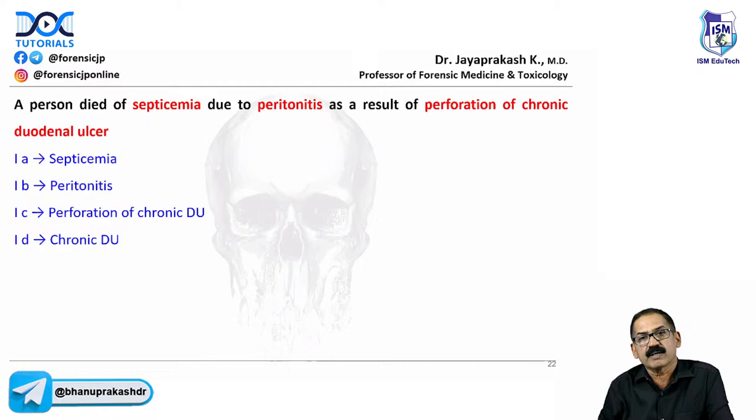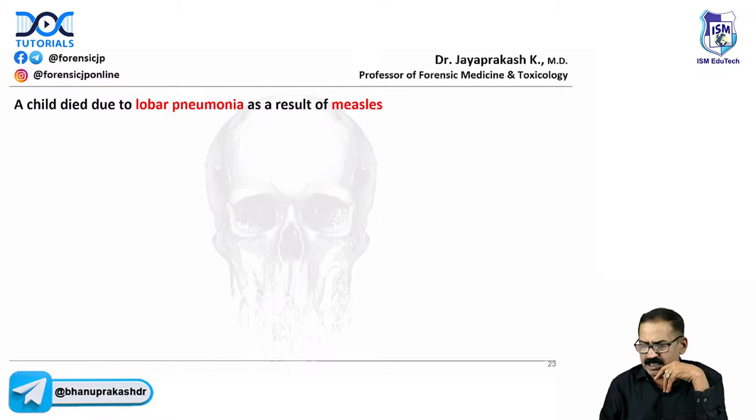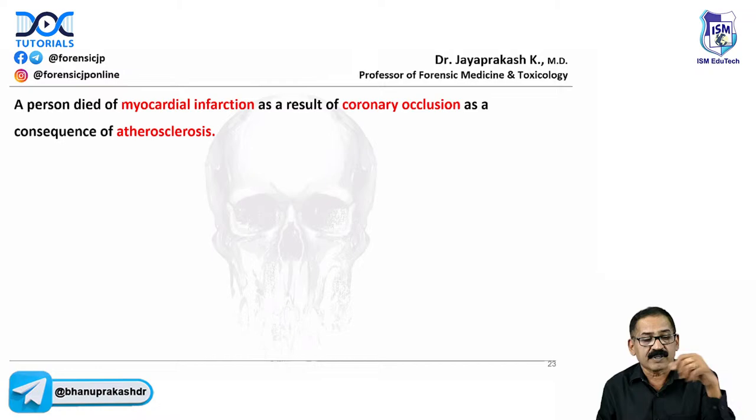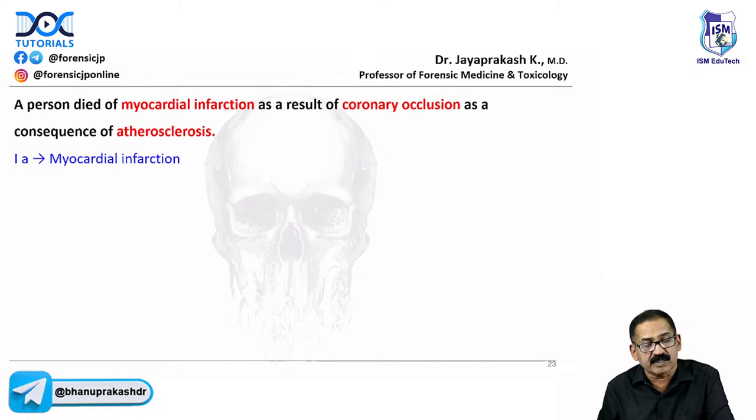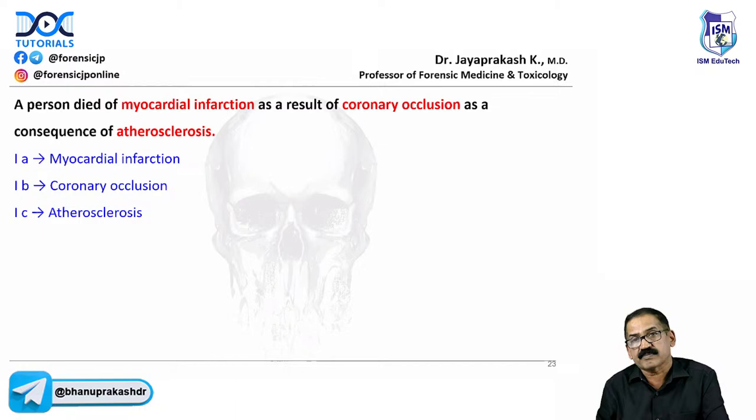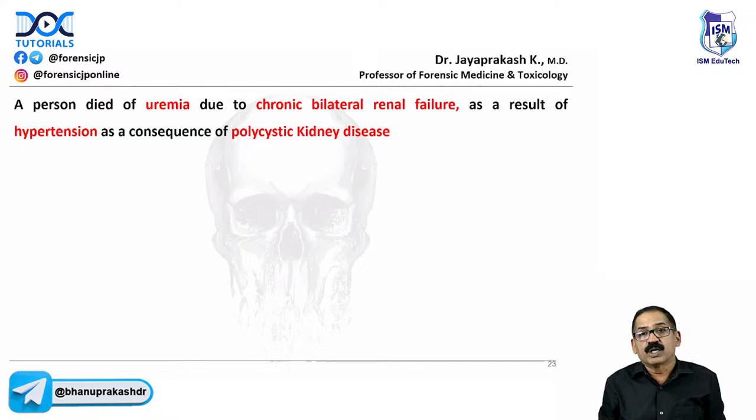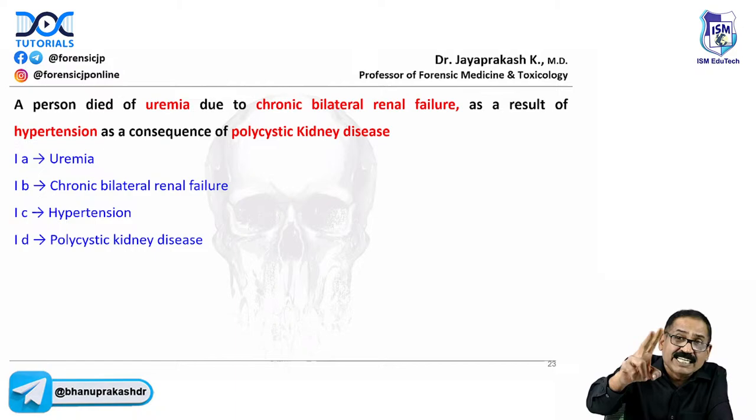Child died of lobar pneumonia as a result of measles. Immediate cause, lobar pneumonia as a result of measles. A person died of MI as a result of coronary occlusion, as a consequence of atherosclerosis. Immediate cause of death is myocardial infarction due to coronary occlusion as a result of atherosclerosis. You understand? Easy, no? No confusion. Okay. Easy. Yes or no? You have to say yes.